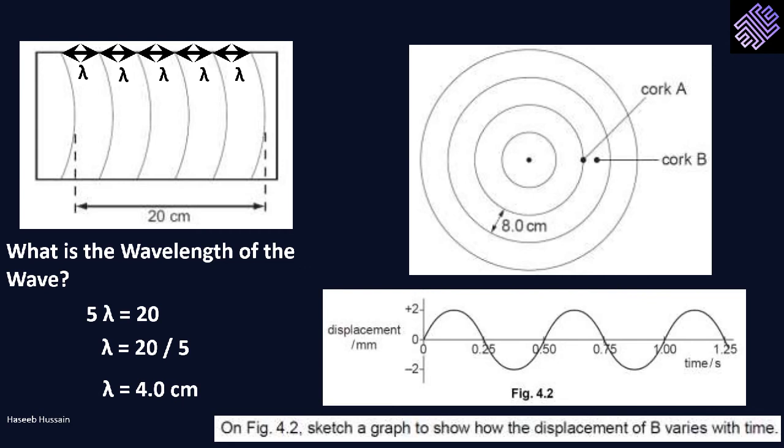The distance from one wavefront to the next is one wavelength, and half this distance is half a wavelength. That is, if A is the crest, then point B is the trough, and if A is the trough, then B is the crest. So, the displacement time graph for B is the exact opposite to that of A. When A is at its highest, B will be at its lowest. Similarly, when A is at its lowest, B will be at its highest.